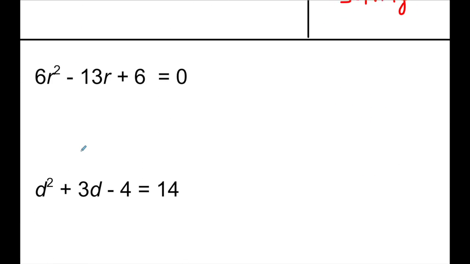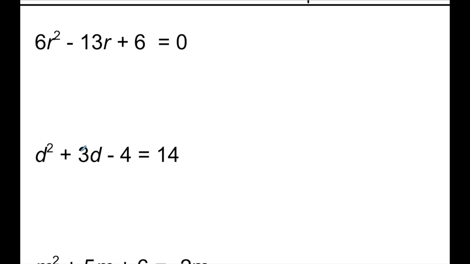All right, so I'm going to head on down, and we will begin. So first, I noticed that I'm equal to 0 already. That's what I want, because remember, the goal is to turn it into factored or intercept form. If I can turn it into factored form, then finding the zeros is a matter of making each one equal to 0 one at a time.